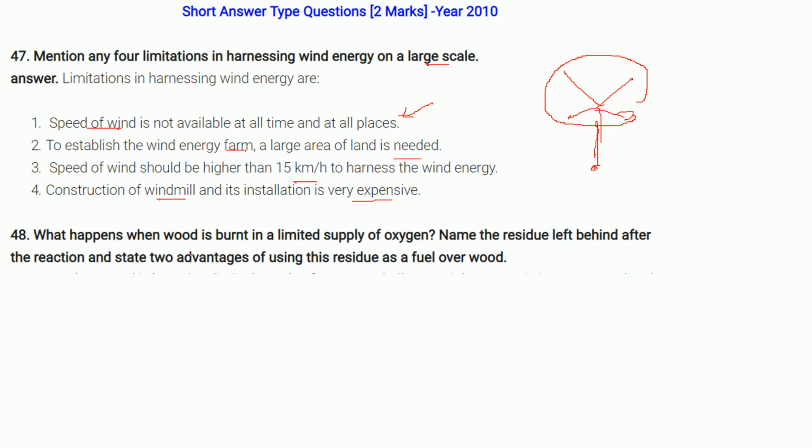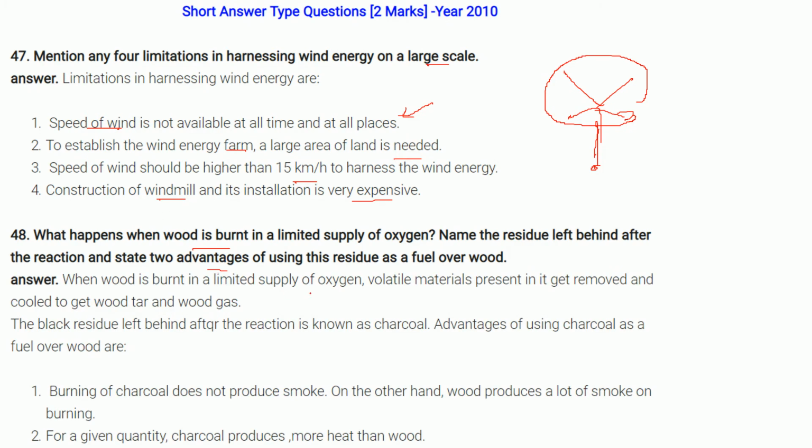What happens when wood is burned in a limited supply of oxygen? Name the residue left behind after the reaction and state 2 advantages of using this residue as a fuel over wood. So when wood is burned in a limited supply of oxygen, volatile materials present in it get removed and cooled to get wood tar and wood gas. Now the black residue left behind after the reaction is known as charcoal.